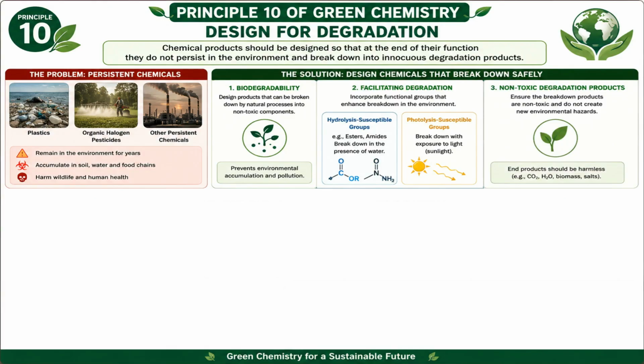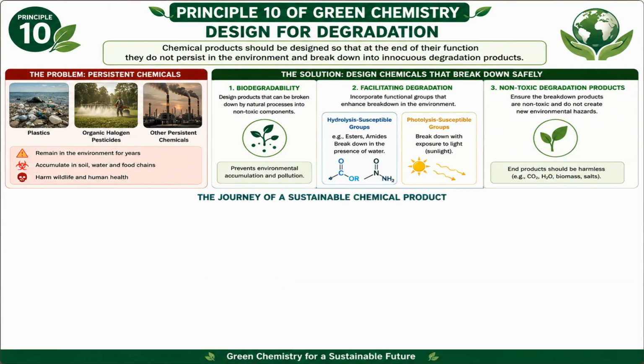The third method is to ensure that after usage the degradation products, if any, must be non-toxic. It is crucial that the degradation products of chemicals are non-toxic and do not have detrimental effects on the environment. This ensures that the breakdown of products does not introduce new hazards. For instance, biodegradable plastics should decompose into harmless substances rather than toxic residues.